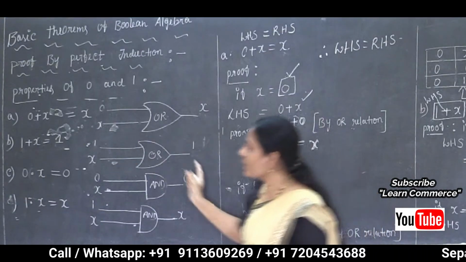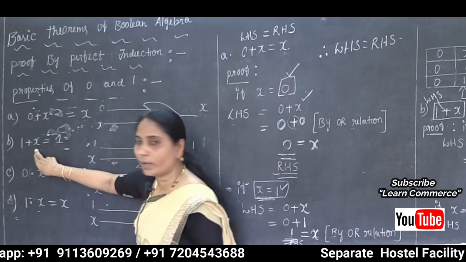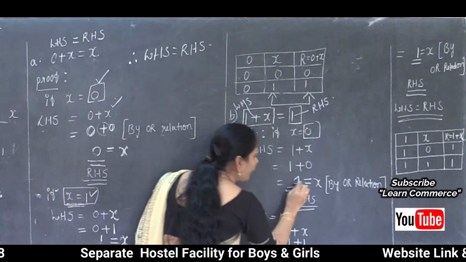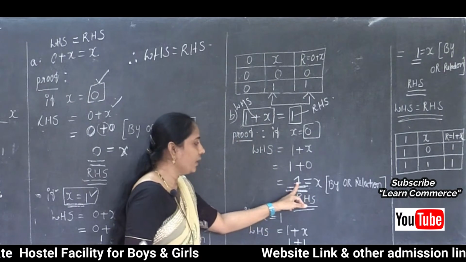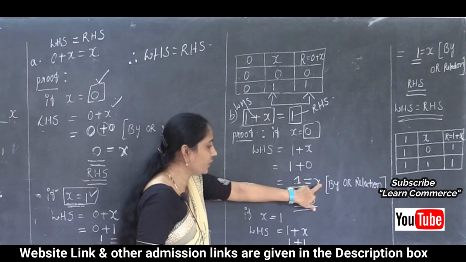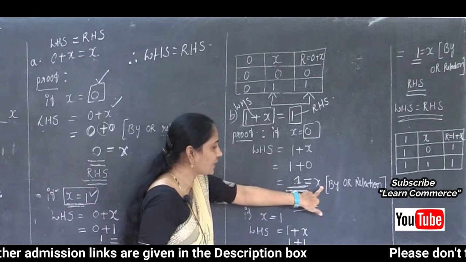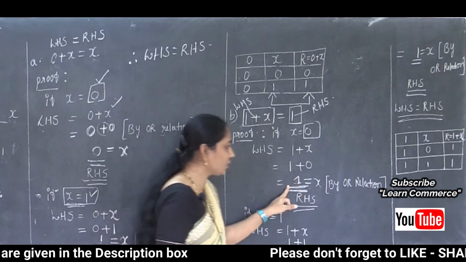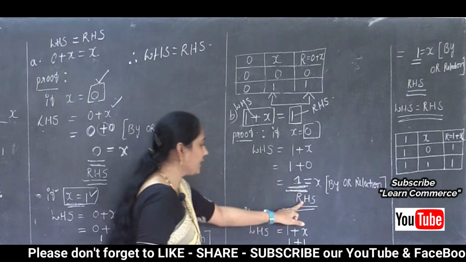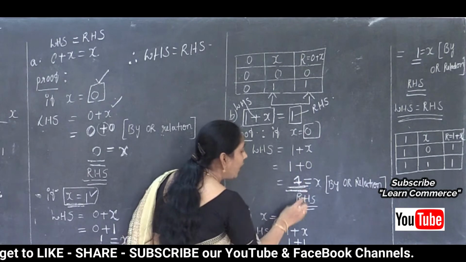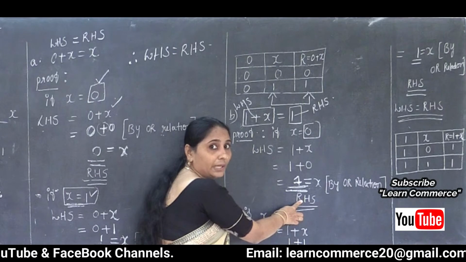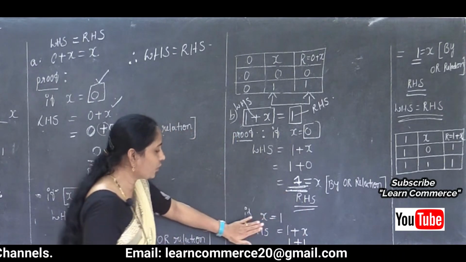So what's the answer? See here, the left hand side is 1 plus x, the right hand side is 1. Now we just proved the value as 1. So the 1 value is equal to the x value. Clear this point here? So we can say that the 1 value is equal to the x value, and we got such a relation by using our OR relations. By OR relation, that is equal to the 1 value, which is equal to the right hand side.